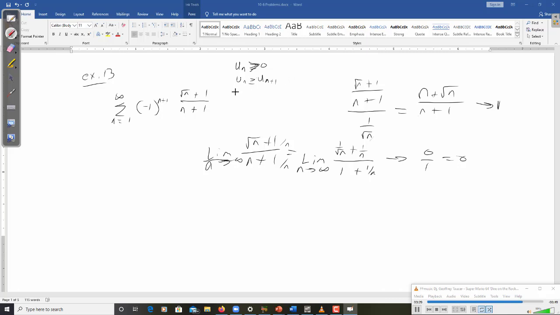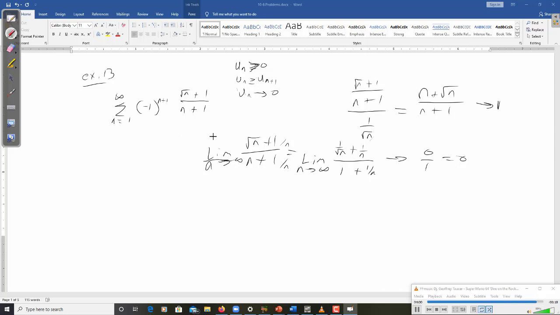And u sub n converges to 0. We just showed convergence to 0. This one's trivial. Certainly square root of n is smaller than n for any n larger than 1. So for 2, for 3, for 4, the bottom will be larger than the top. So this is true. It is getting smaller and smaller.